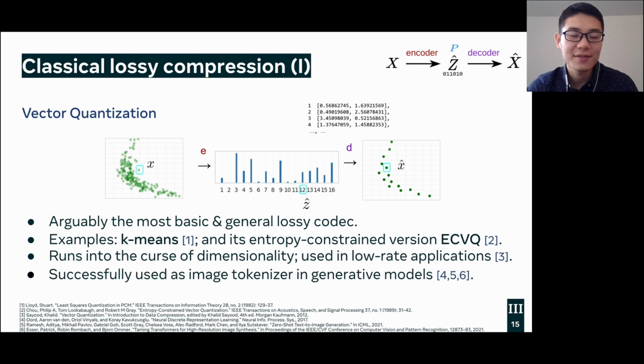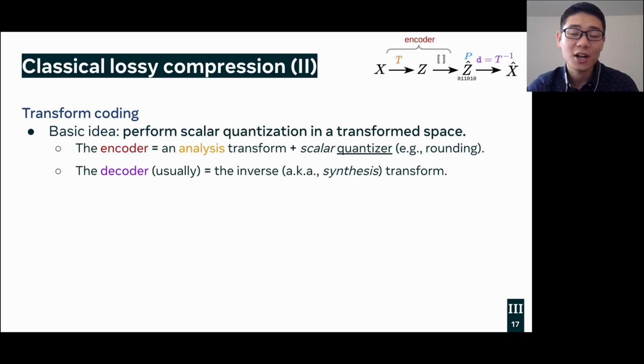Another classic codec goes under the name of transform coding and overcomes the computational issues of VQ. I already saw an example in JPEG earlier. The basic idea here is to do the quantization in a transform space, where a simple and cheap scalar quantizer can already give us good performance. The encoder now splits into an analysis transform followed by a scalar quantizer, and most of the time this is element-wise rounding to integers. And the decoder computes the inverse of the analysis transform, often known as the synthesis transform.